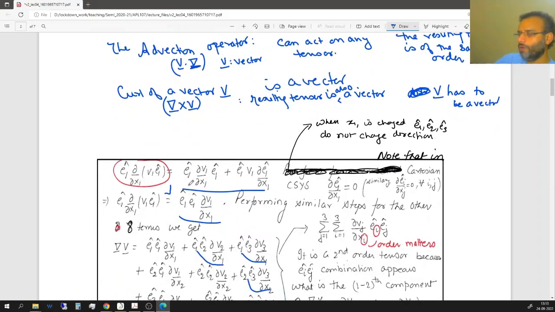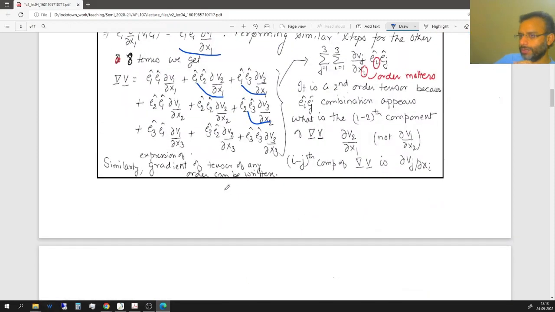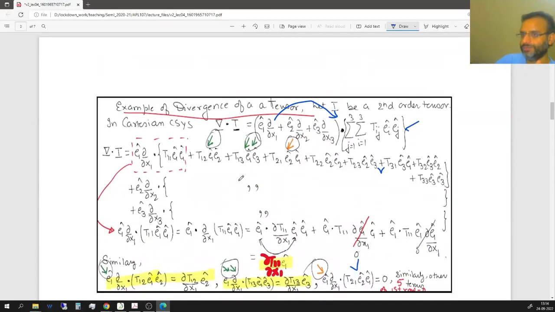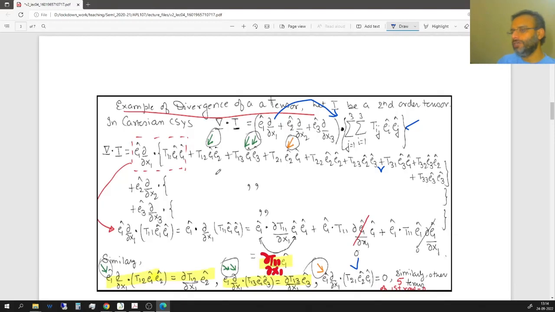Use this product rule of differentiation wherever required. Set such derivatives as 0 when you are using the Cartesian coordinate system, and you will be able to arrive at the corresponding expression for a tensor of higher order as well. Let's move to the divergence operation.